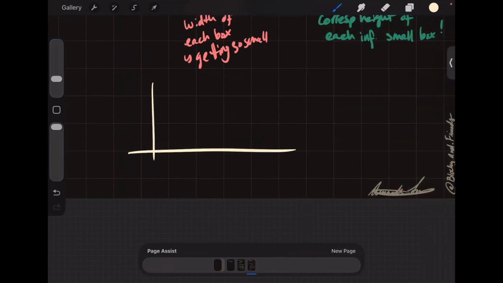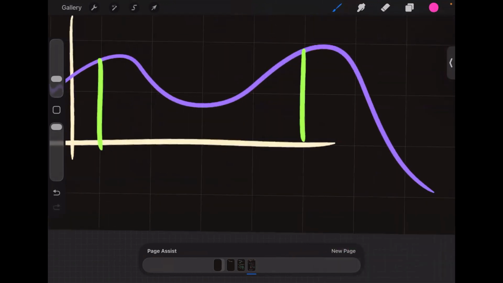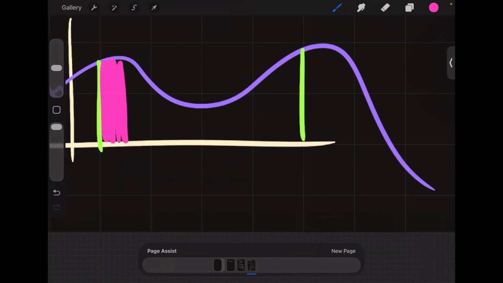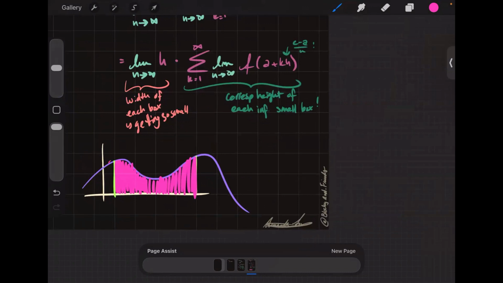we are making tinier and tinier boxes. So let's say this is your function, right? From here to here, you are now taking a bunch of itty bitty tiny little boxes so you can fill it out like that. Da da da da da. So you can get the area under the curve.